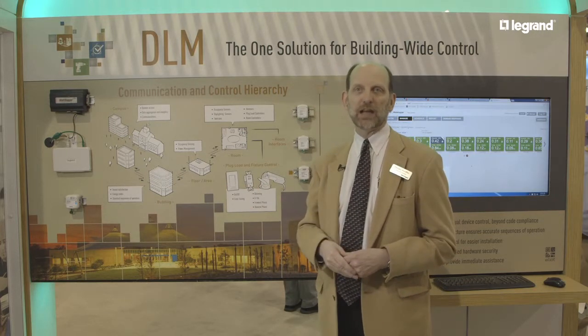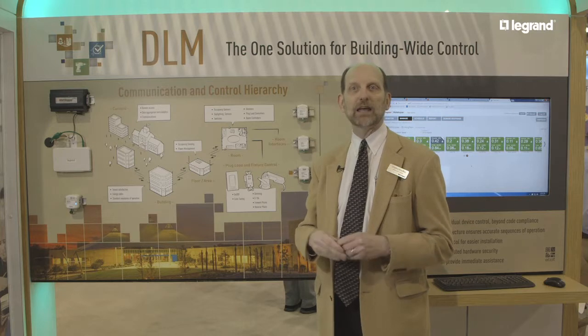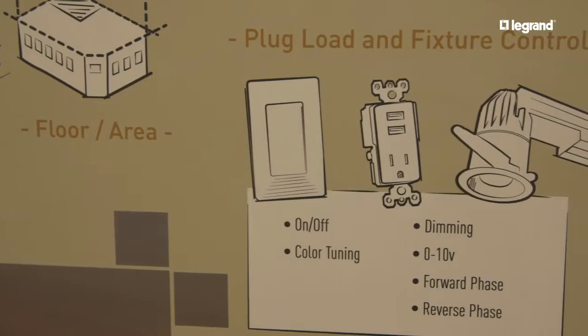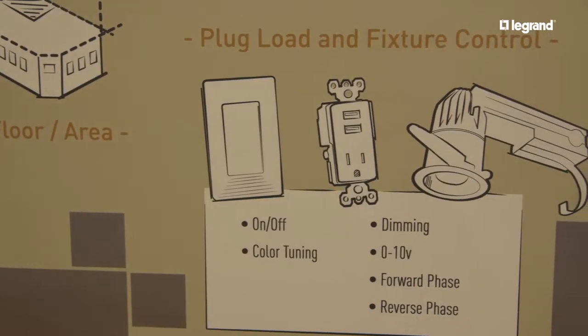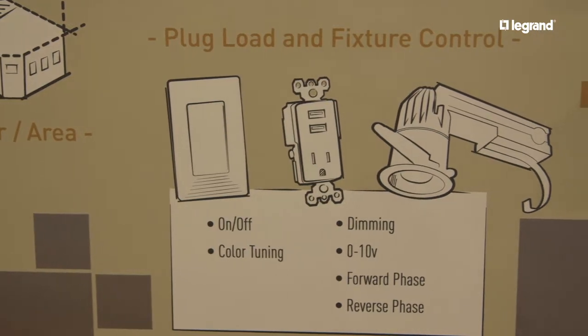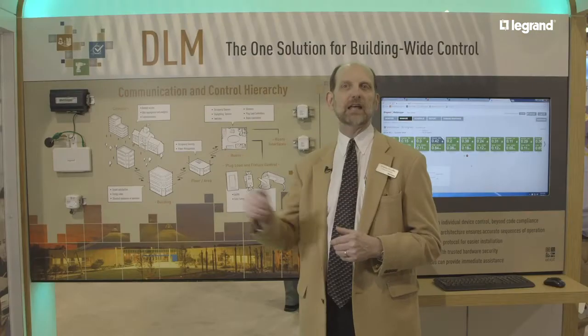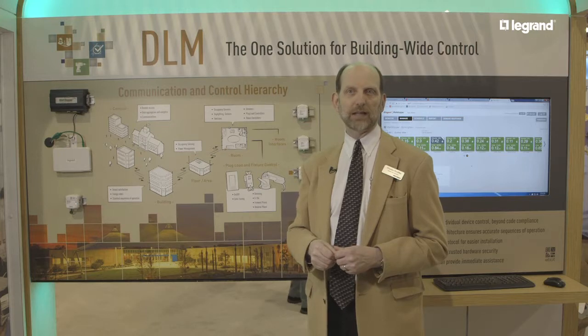Things like being able to change the sequence of operations. Something like, I've got all my occupancy sensors turning on automatically when people walk in the space. I'd like to save a little more energy by maybe making it so when they walk in the space, somebody has to hit a switch or a dimmer in order to get the lights on.